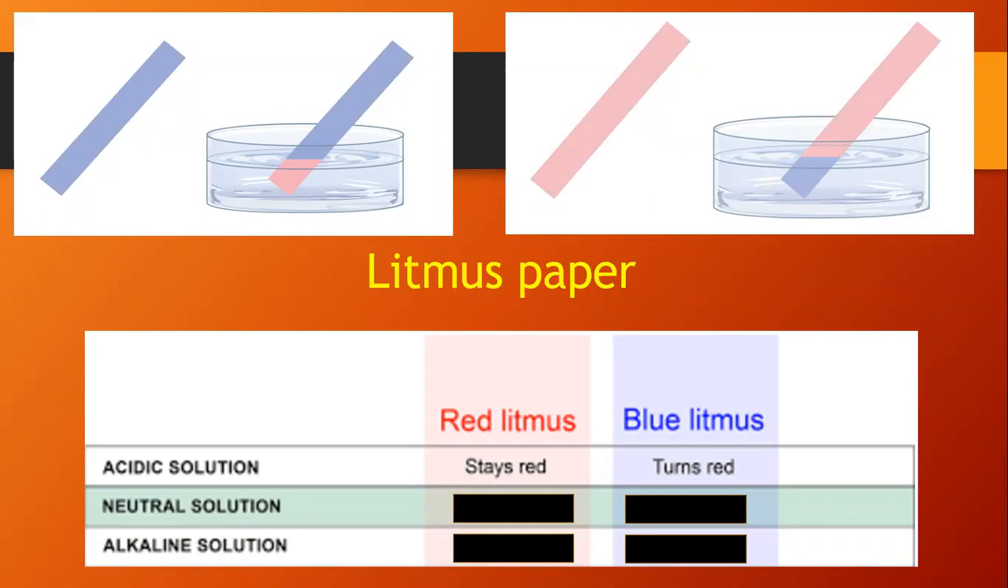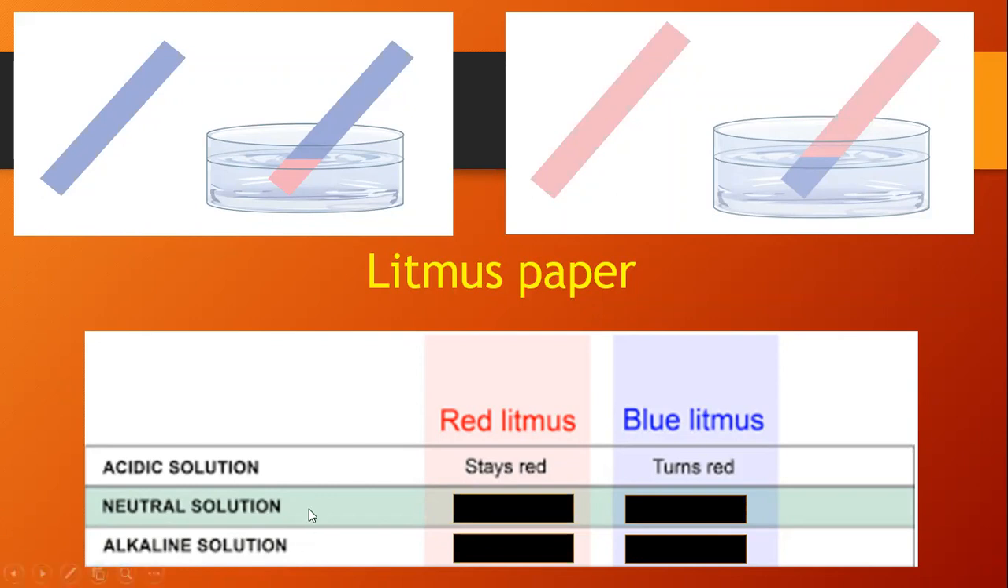If we added the neutral solution, again, what's the meaning of neutral solution? Neutral solution is like water. Water is not acidic and it's not alkaline. How will it affect the red and the blue litmus paper? Yes, Khulud. They will stay the same.